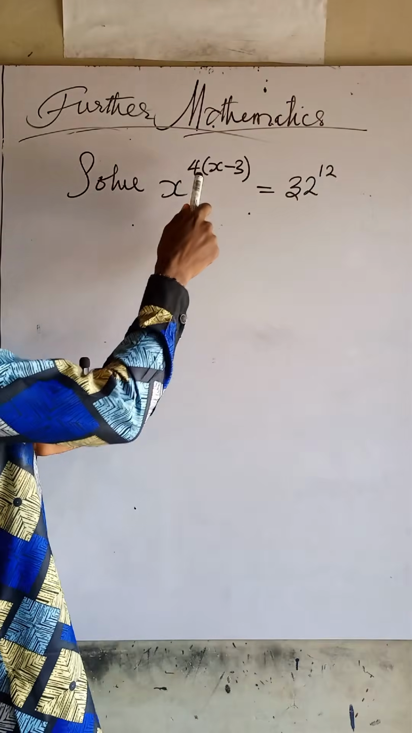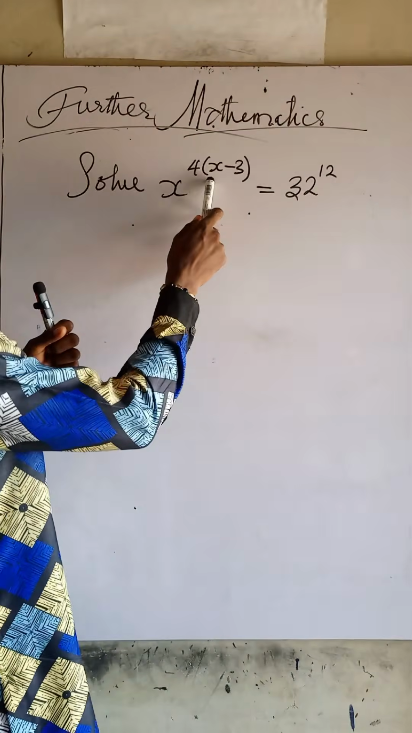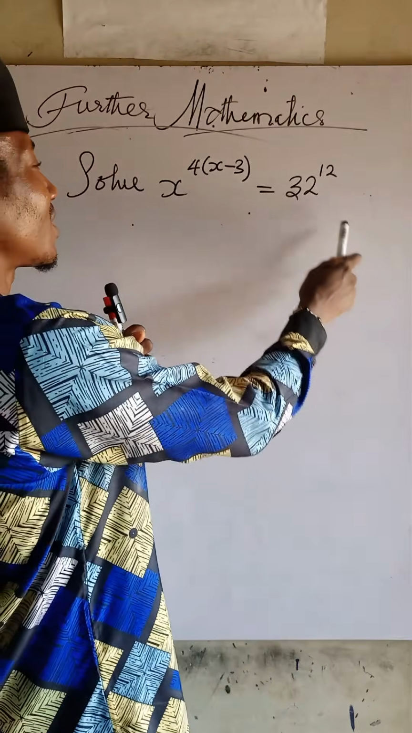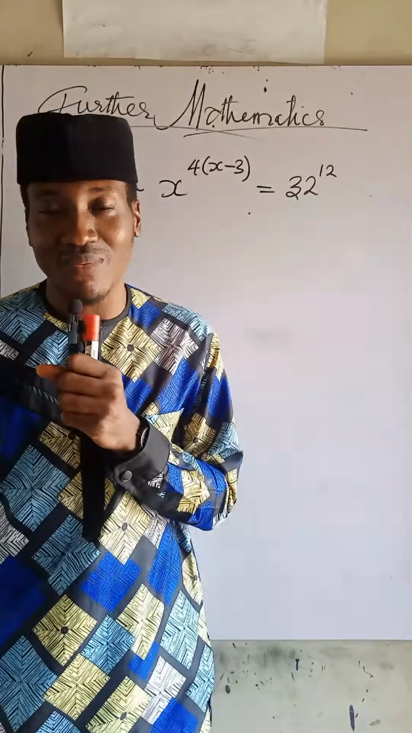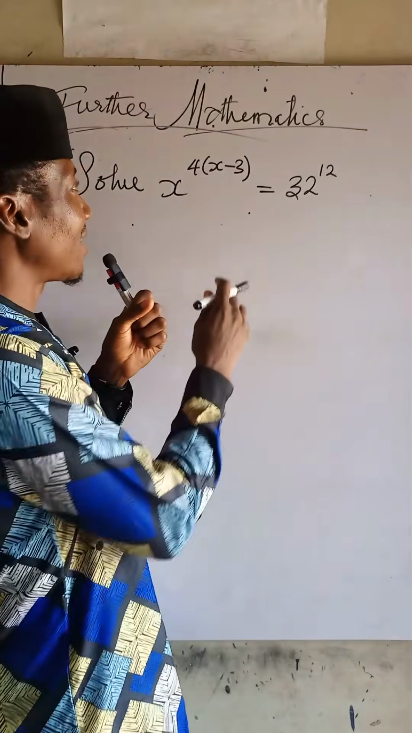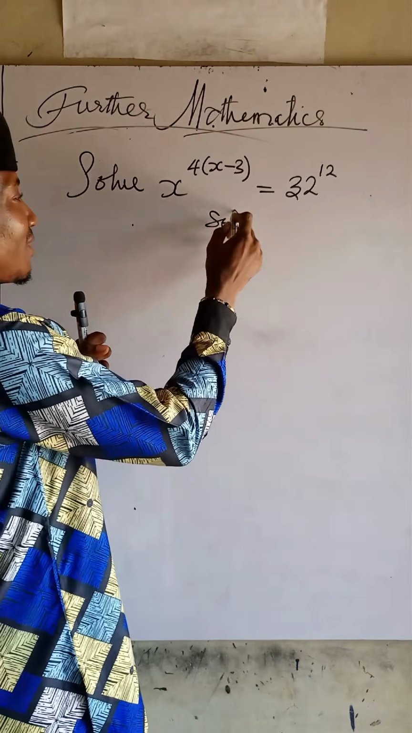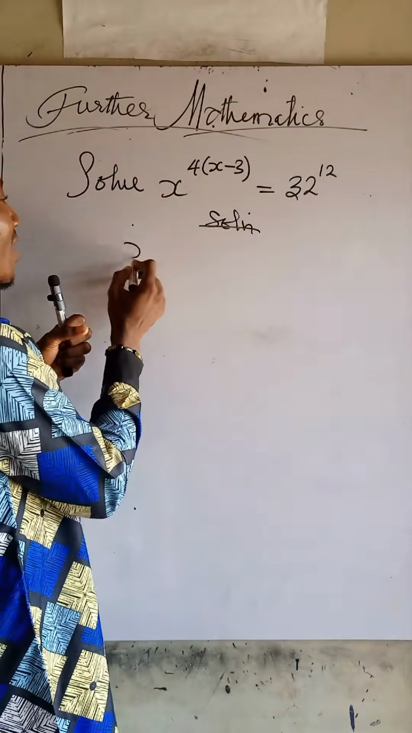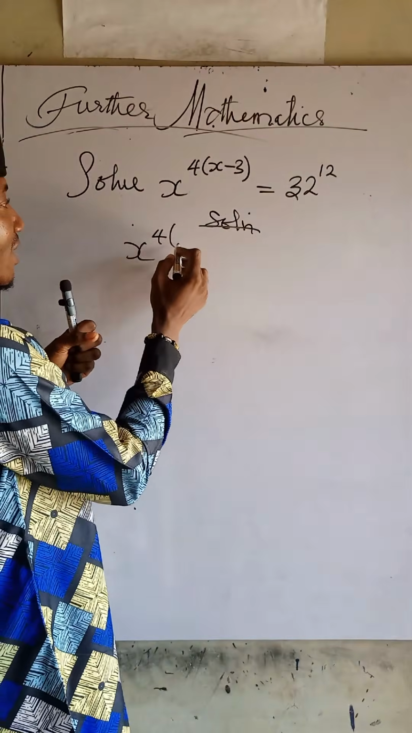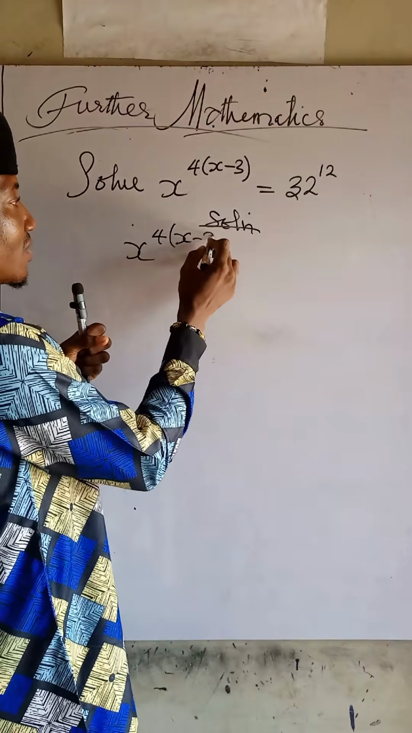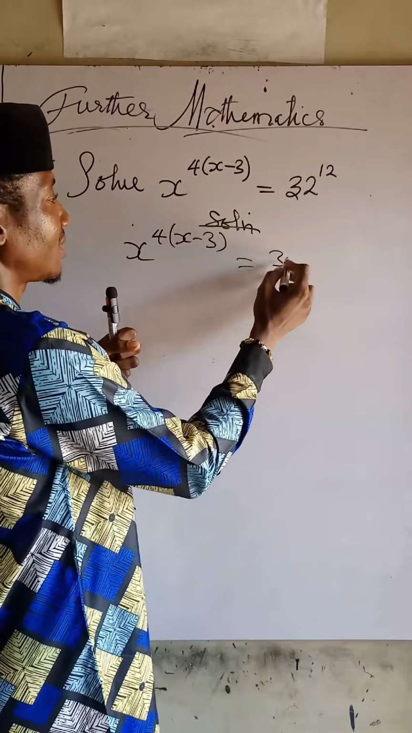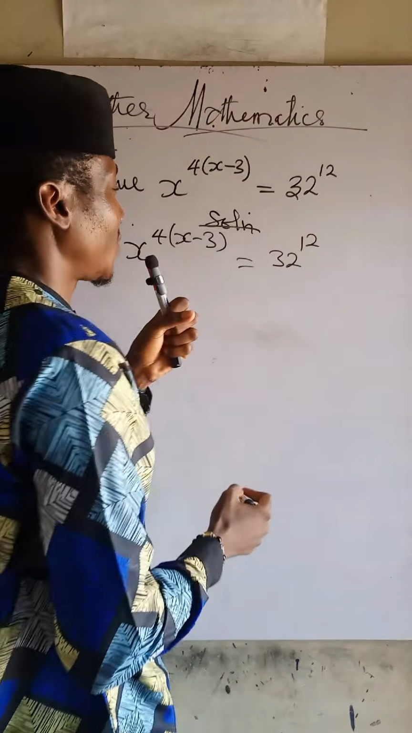We have to solve x raised to the power of 4 times (x minus 3) is equal to 32 raised to the power of 12. This type of problem is an indices question. In solving it, we have x raised to the power of x minus 3 is equal to 32 raised to the power of 12.